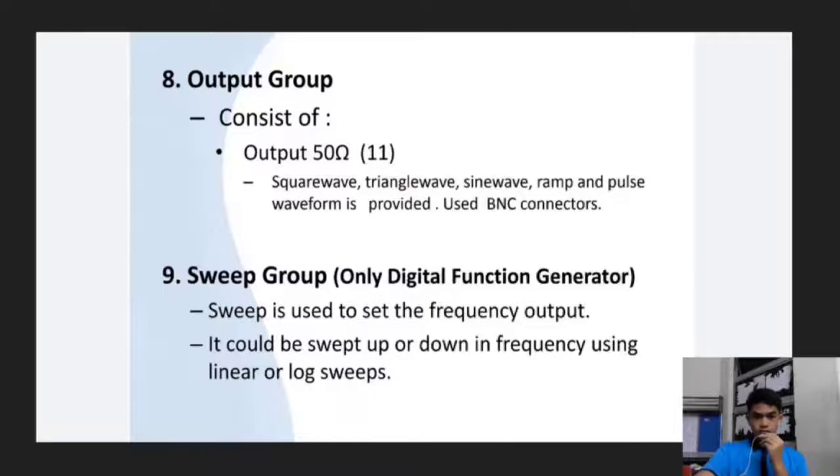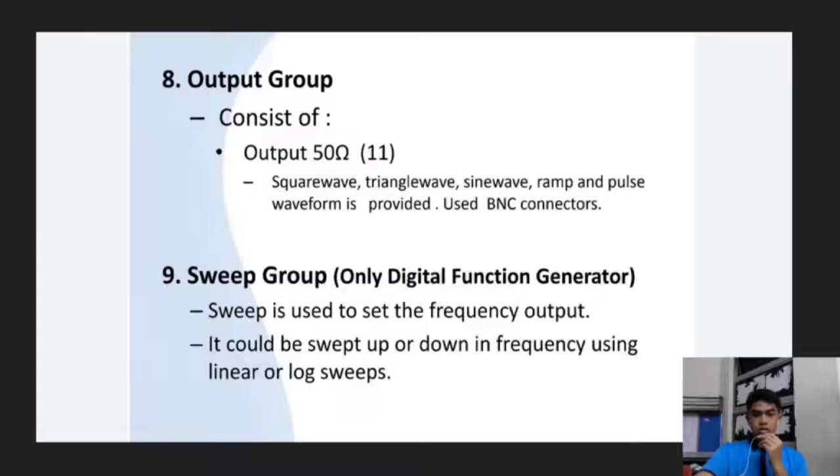The eighth one, the output group, consists of the output 50 ohm. Square wave, triangle wave, sine wave, ramp, and pulse waveforms are provided. Use BNC connectors.